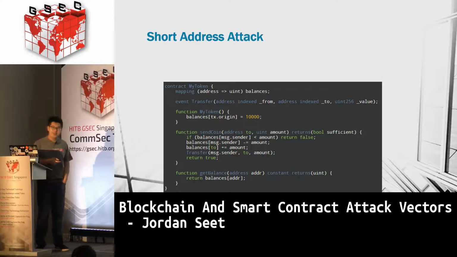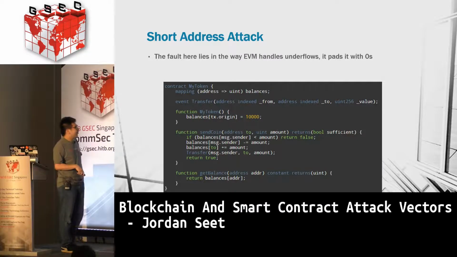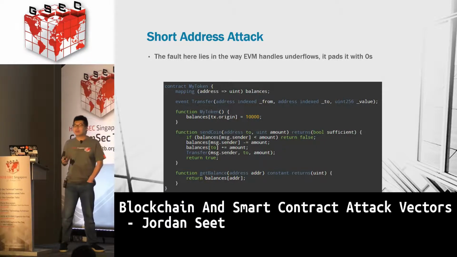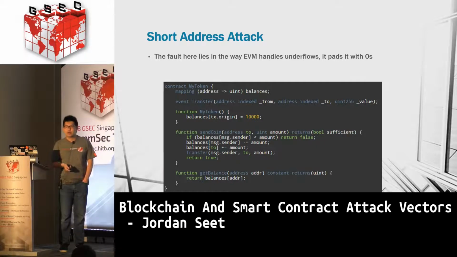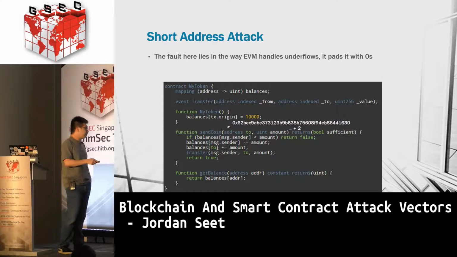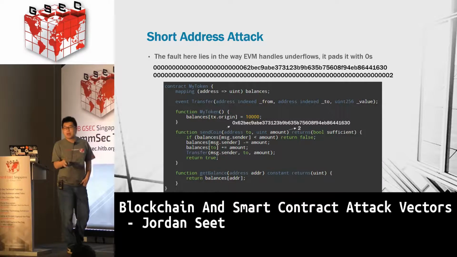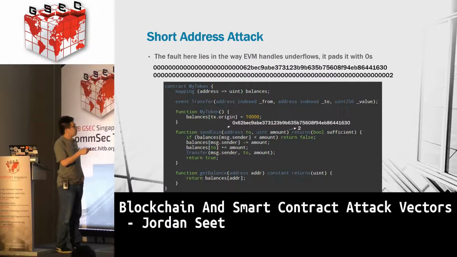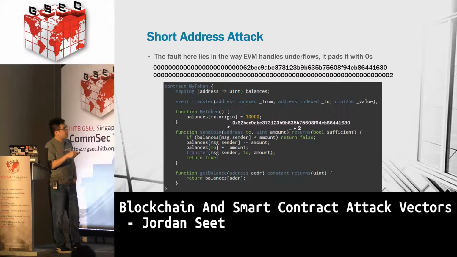It's not very obvious because the code isn't the problem. The compiler is the problem. The fault here is in the way the virtual machine handles underflows: it pads with zeros. So let's take, for example, this address here, and the amount that I put in is 2. Remember when I talked about the message.data? This is what is sent to the message data. You can see the address over here, and you can see the amount that is sent over here, correct?